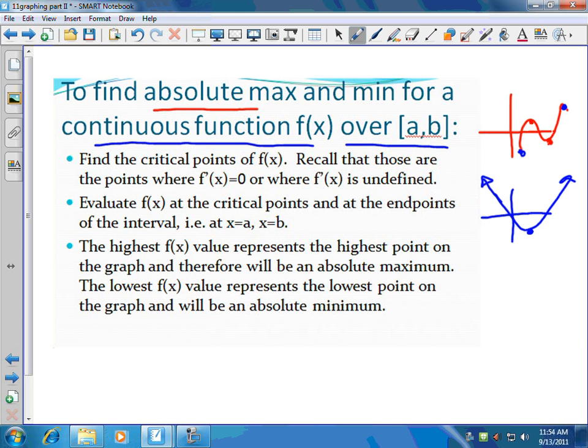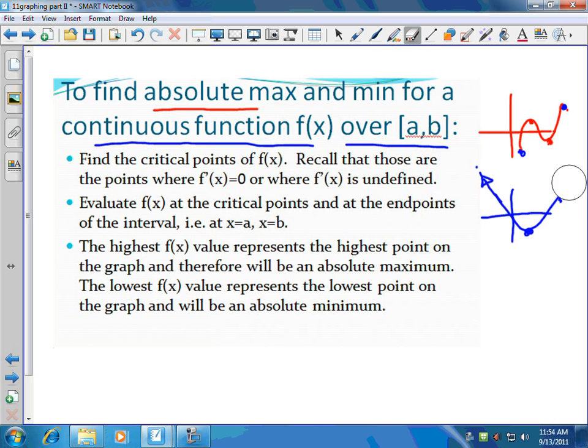Like here, there's an absolute minimum, but is there an absolute maximum? A point that you could put your finger on there and say, this is the absolute highest point on the entire graph? No, because these arrows mean it keeps getting larger and larger. So in this situation, there is no absolute maximum.